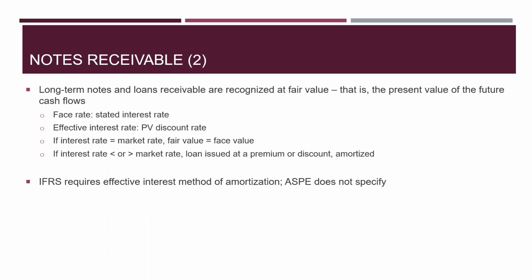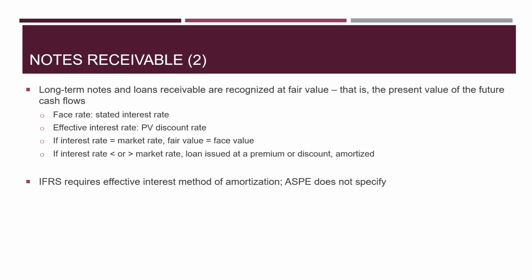Your long-term notes and loans receivables have to be recognized at fair value, and that really is the present value of your future cash flows. So we will see two types of interest rates here. One is the face rate, also sometimes called the coupon rate, which is the stated interest rate on your notes receivable. The other one is your effective interest rate, which is the market rate that is used for calculating the present value of future cash flows. This is called the discount rate.